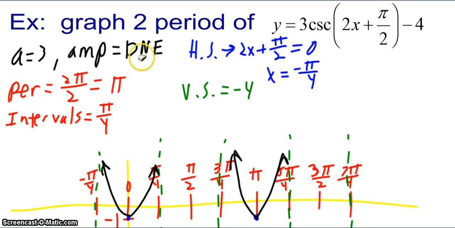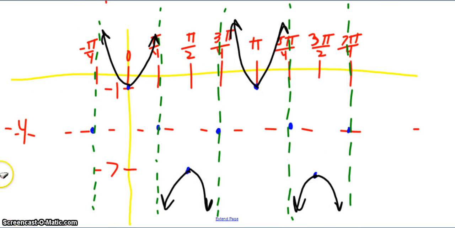A is 3, amplitude does not exist, horizontal shift is -pi fourths, vertical shift is -4, the period is pi, and the intervals then are pi fourths. So I did my vertical shift. I started with a horizontal shift of -pi fourths and went up by intervals of pi fourths. That's how I got all of the x values.